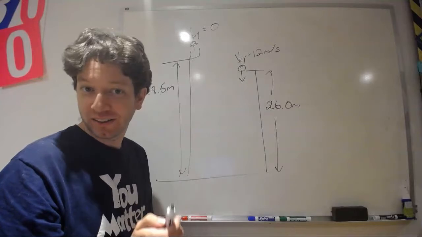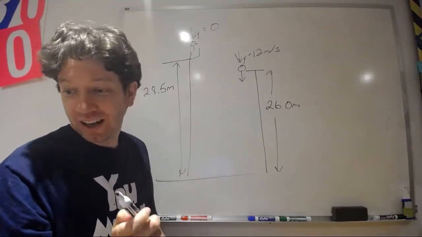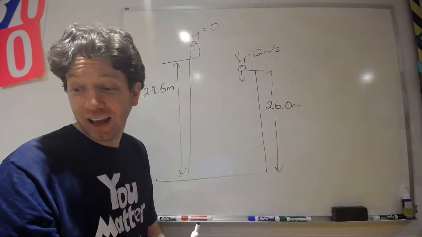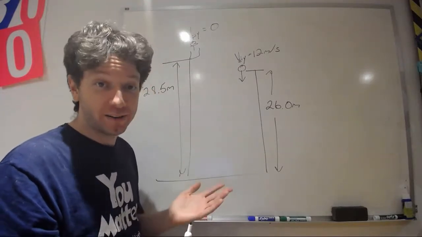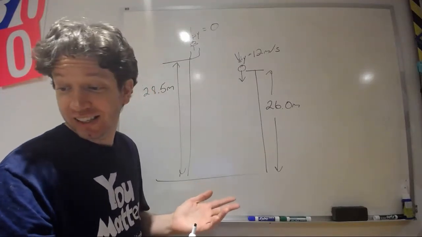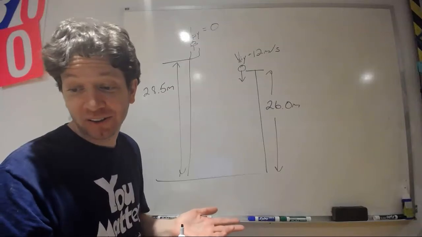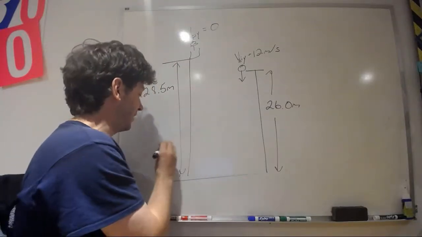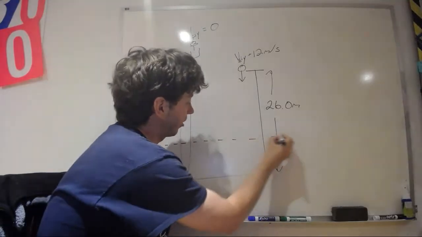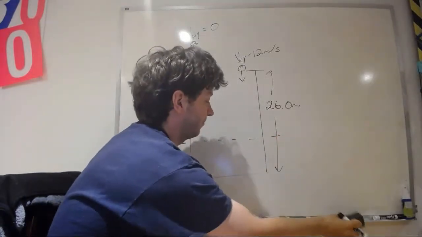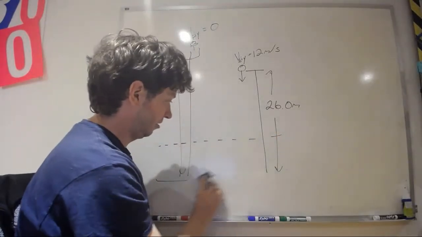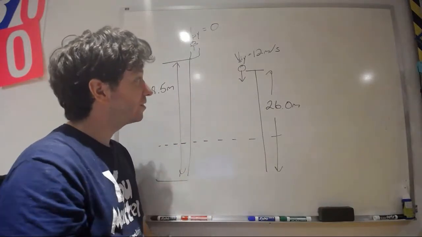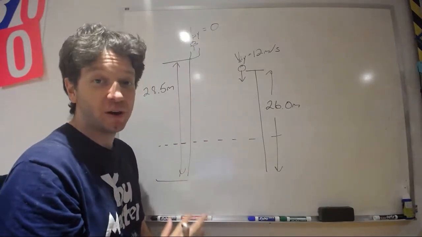But there's a trick in this question. It doesn't just want to know whether or not it passes the flower pot. It wants to know where it passes the flower pot. And it says, how far above the ground are the two objects? Okay, so let's just make an imaginary line here. And I'm going to erase the ground, because I don't know where that imaginary line is going to be. But it's going to be in the location where the ball passes the flower pot.